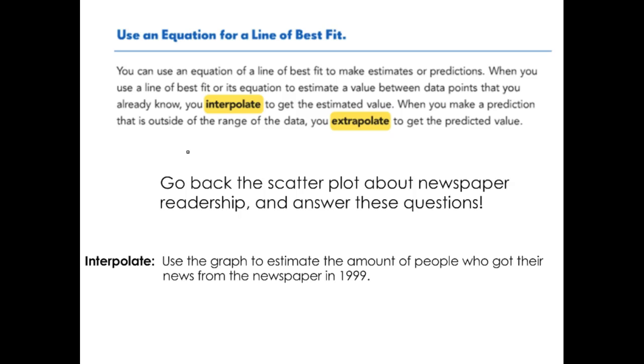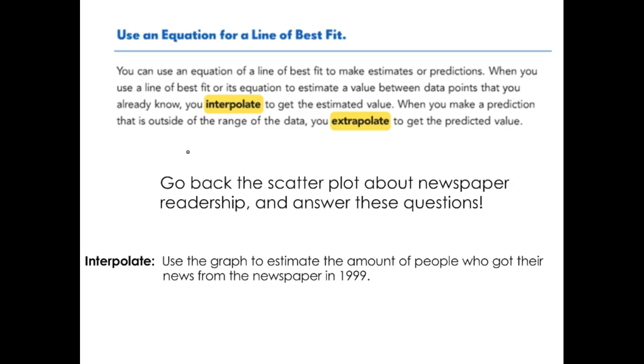It says you can use an equation of a line of best fit to make estimates or predictions. So this is the real power of scatter plots, using known data to figure out how something might happen. When you use a line of best fit or its equation to estimate a value between data points that you already know, so within the data, it's called interpolating. And when you make a prediction outside the range of data, it's called extrapolating.